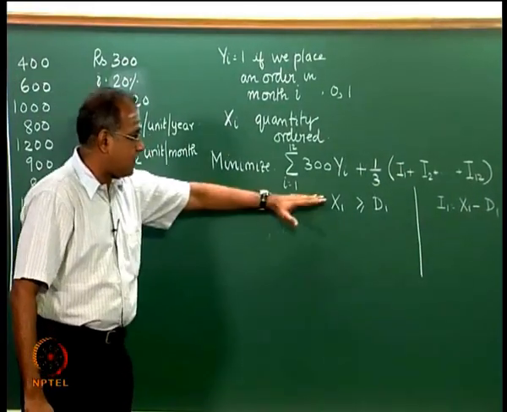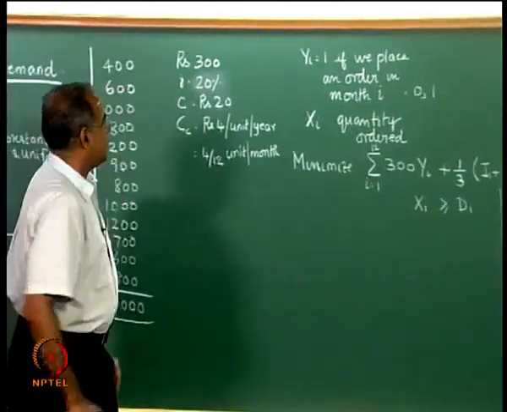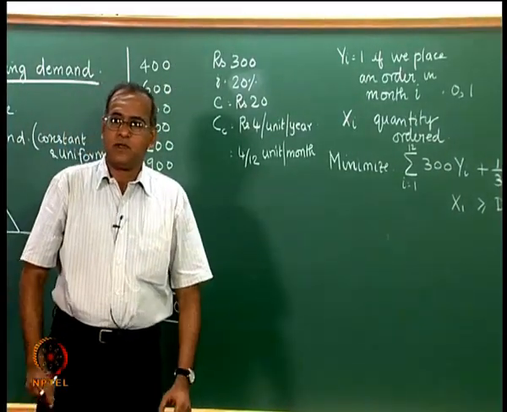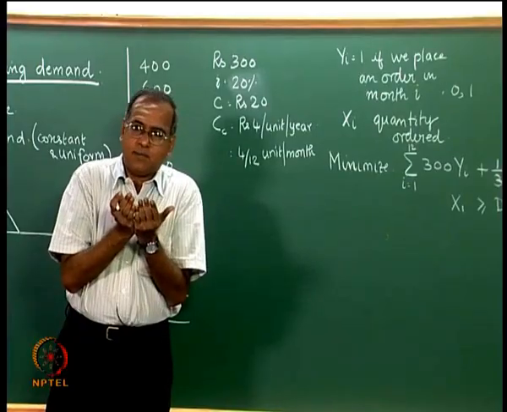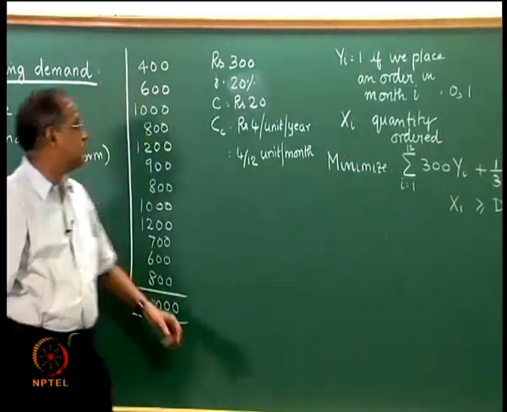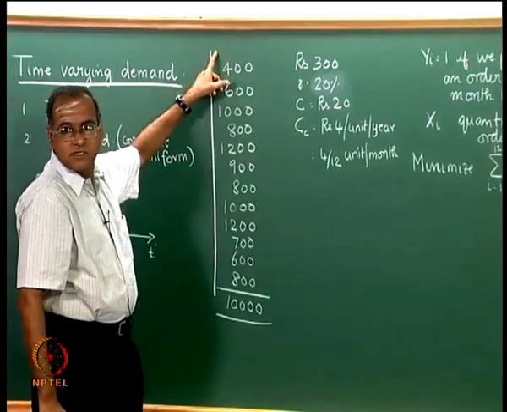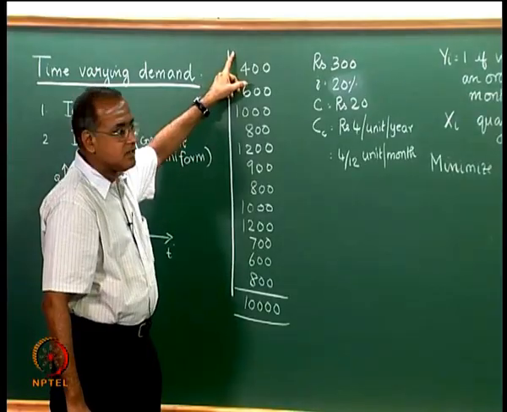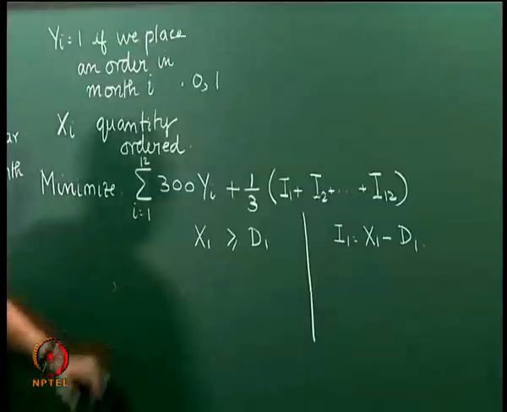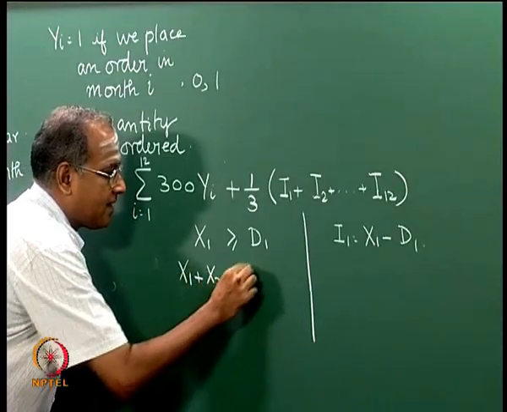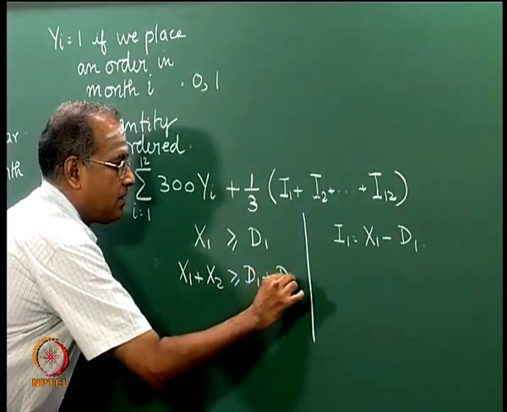Now if I take the first 2 months, the quantity that I order in 2 months is x1 plus x2. So what I order, x1 plus x2, should be greater than the sum of these two demands, which is 1000. I should be able to meet that. So I will have my second constraint, which is x1 plus x2 should be greater than or equal to d1 plus d2.